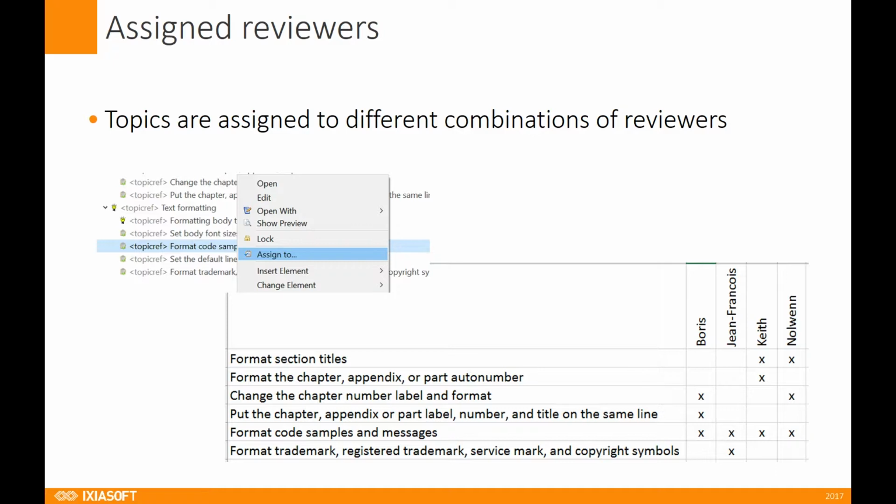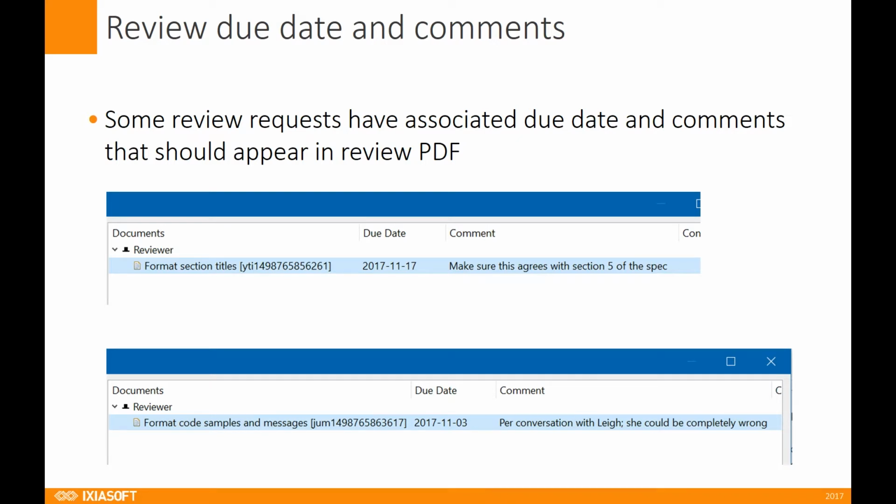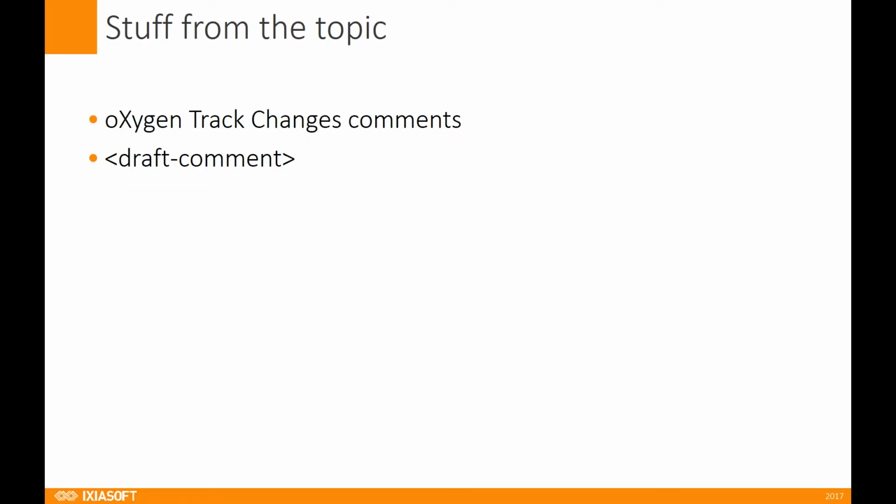This is just a screenshot of how assignments are done in the CMS. And some review requests have associated due date and comments. These are optional. They may not always be present, but if they are, it's nice to put that in your review output. And then we want to grab some stuff from the topic itself. So maybe if there are any draft comment elements in there, we would like to include those. And if there are any oxygen or XMetaL track changes comments in there, maybe we want to include those as well.